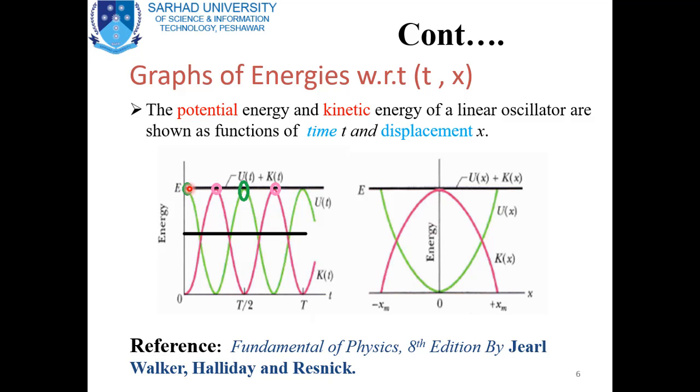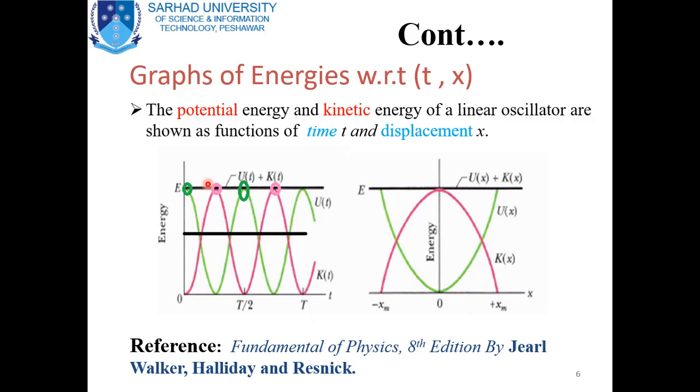And you will observe that at t is equal to 0, the body has a maximum potential energy, which represents the extreme position of the object. So at t is equal to 0, the body has a maximum potential energy, while the kinetic energy at that time is 0.